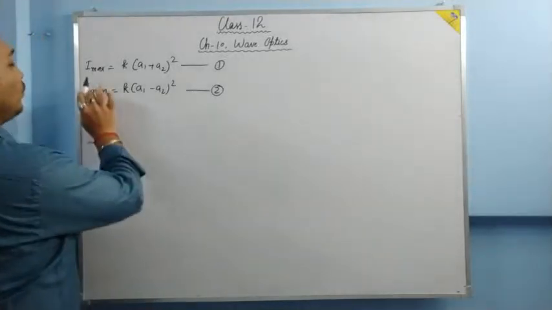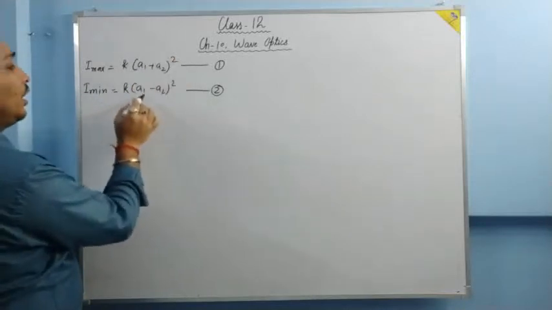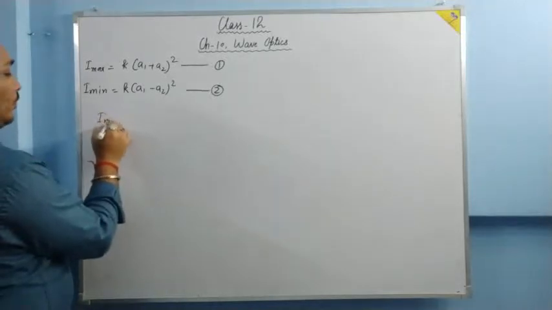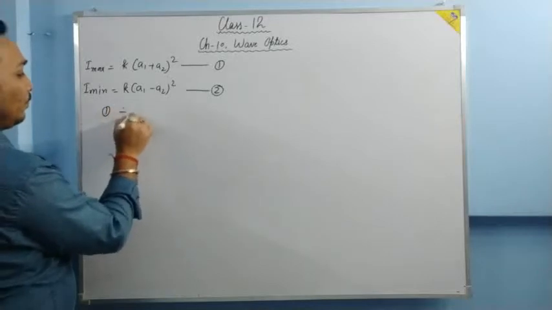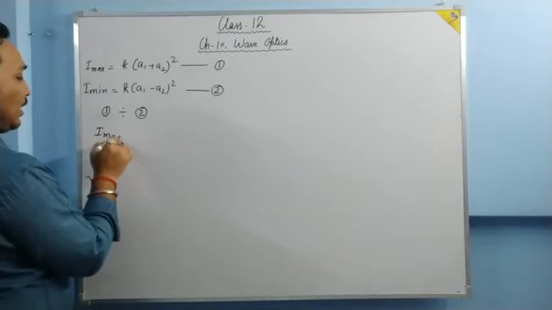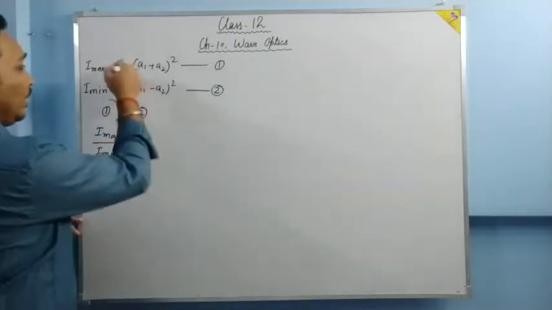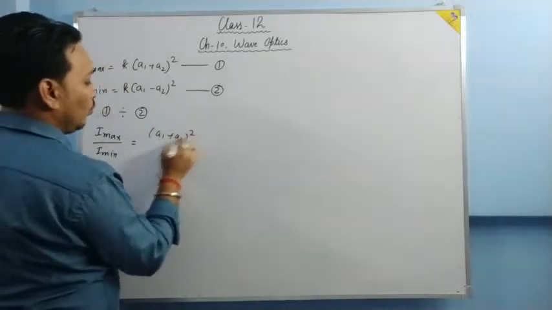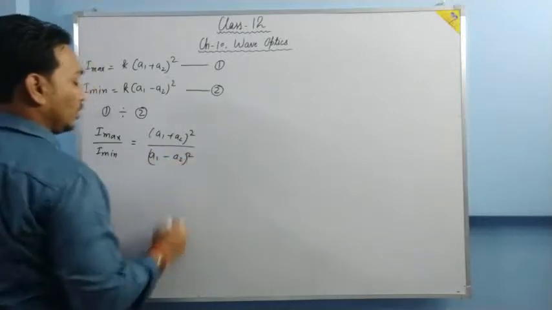Okay, the equation number 1 was I max is equal to K (A1 plus A2) whole square, I minimum is equal to K (A1 minus A2) whole square. This is equation number 2. What I am going to do? I am going to divide equation number 1 by 2. So we will have I max upon I minimum is equal to K, and K will be cancelled out, and we have (A1 plus A2) whole square upon (A1 minus A2) whole square.